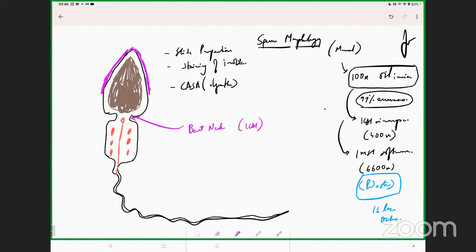Okay, the only thing which you should remember as far as the tail is concerned, as far as morphology is concerned, is if it is a short tail. See, if it is a very short tail, then it can indicate three things. It can indicate necrospermia, it can indicate akinesia disorders, or it can indicate dead sperms. Okay, all the sperms are dead sperms.